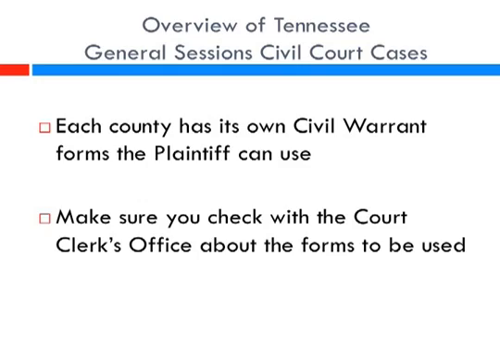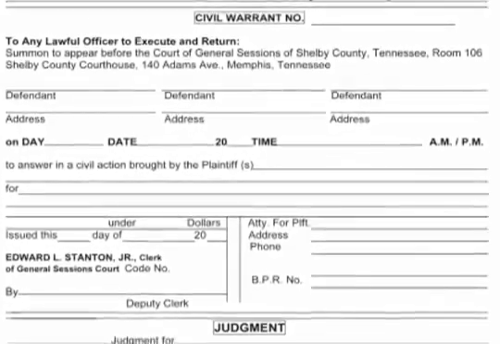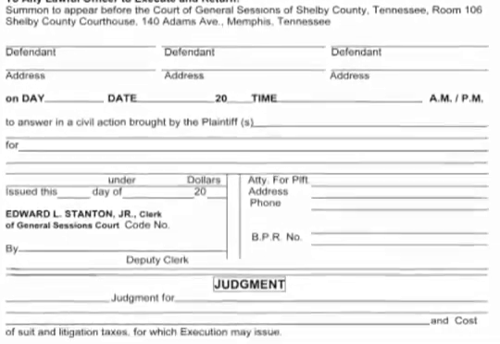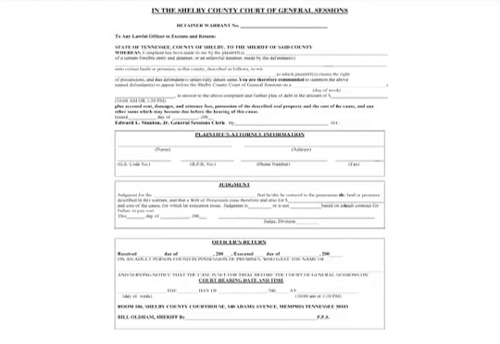To start a case, a plaintiff files a civil warrant with the General Sessions Court Clerk's office. Each county has civil warrant forms the plaintiff can use. Here is an example of a civil warrant from Shelby County, Tennessee. The civil warrant is not the only form that can start a lawsuit. For an eviction case, the plaintiff can file a forcible entry and detainer warrant. In a case where a plaintiff wants to sue to get back personal belongings from someone else, that plaintiff can file a warrant to recover personal property.